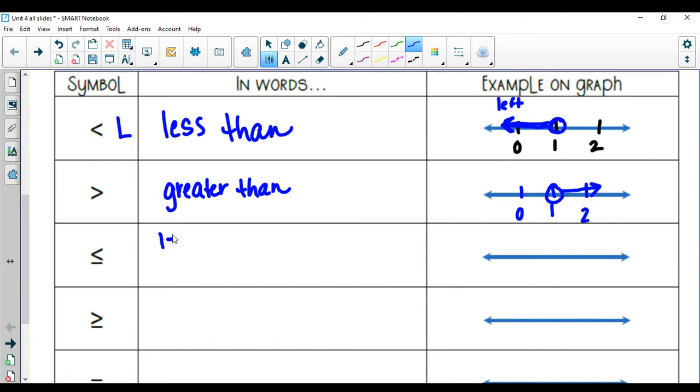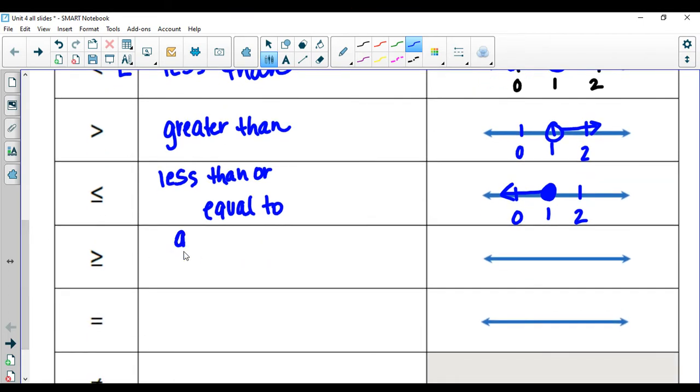The next symbol that we see here is less than or equal to. And when we talk about this one, it actually is inclusive of the number that we are looking at on the graph. So if we're including 1, we're going to say less than or equal to. So it actually gets a closed circle, and less than or equal to still shades down to the left, similar to the less than symbol itself.